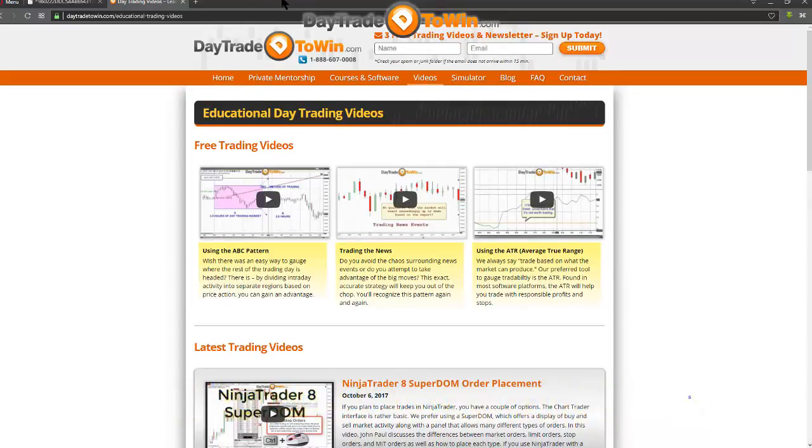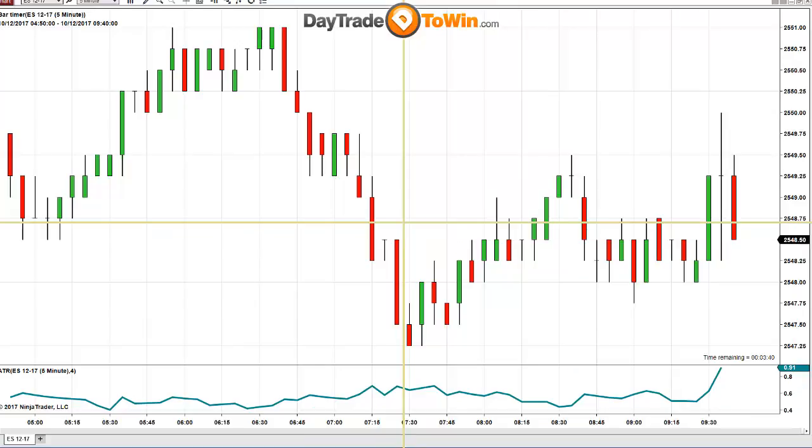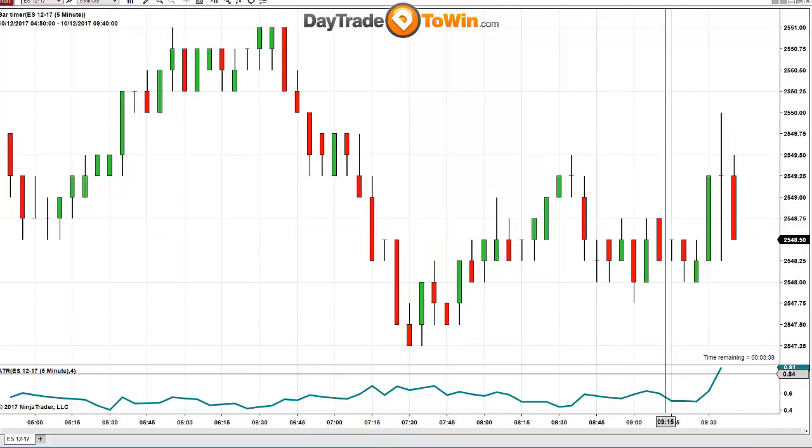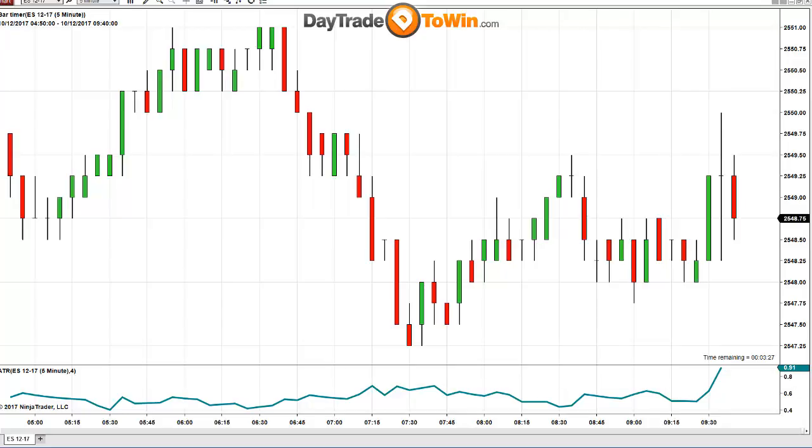Now, when I look at a market like the E-mini S&P, my goal is to show you and explain to you how to best take advantage of the movement, not necessarily adding indicators and adding different types of optimized values, for example.